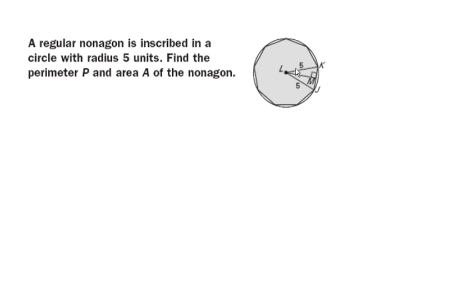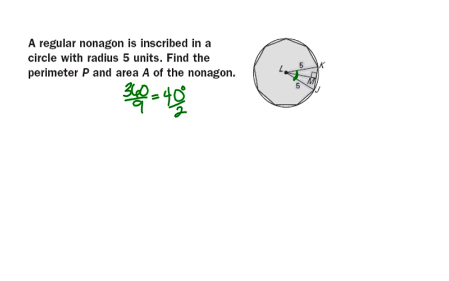So in the previous problem, they gave us 2 of the sides of the triangle, but in this one, they only give us 1 of the sides. We've got a regular nonagon, and it's inscribed in a circle with a radius of 5 units. We need to find the perimeter and the area. All right, so how do we do this? Well, we know that this central angle is going to be 360 divided by 9, which gets me 40. So that central angle is going to be 40 degrees. But what I really want to know is what half of that is.